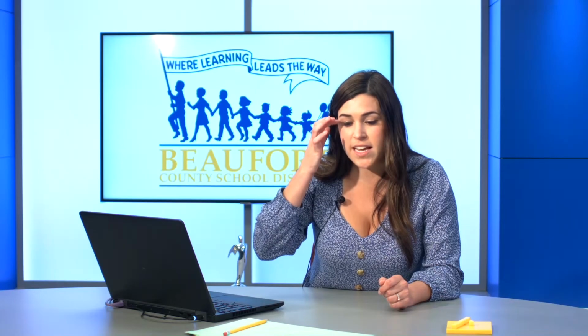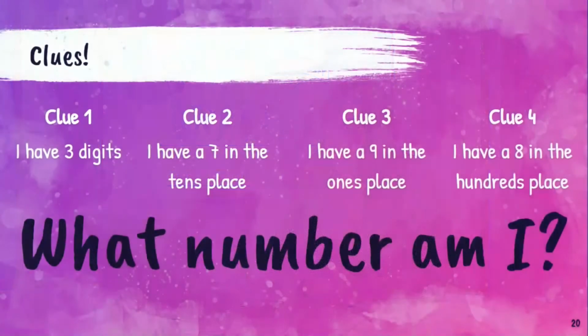All right, here's my second secret number. The first clue is I have 3 digits. The second clue, I have a 7 in the tens place. Clue 3, I have a 9 in the ones place. And clue 4, I have an 8 in the hundreds place. What number am I?